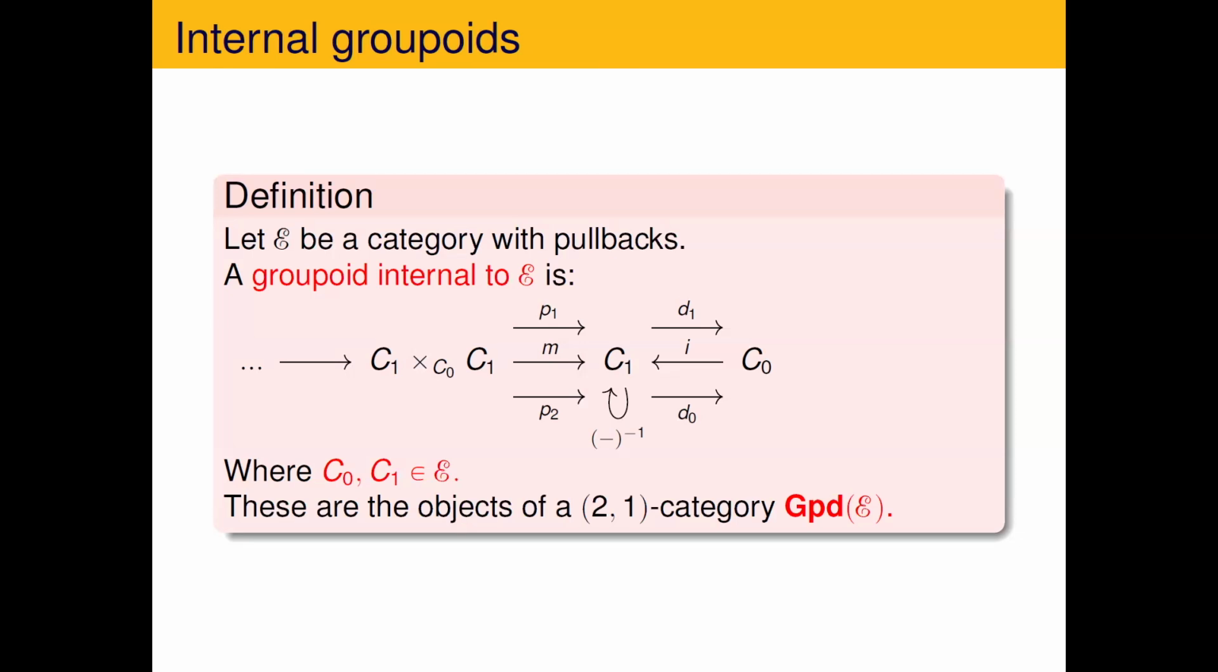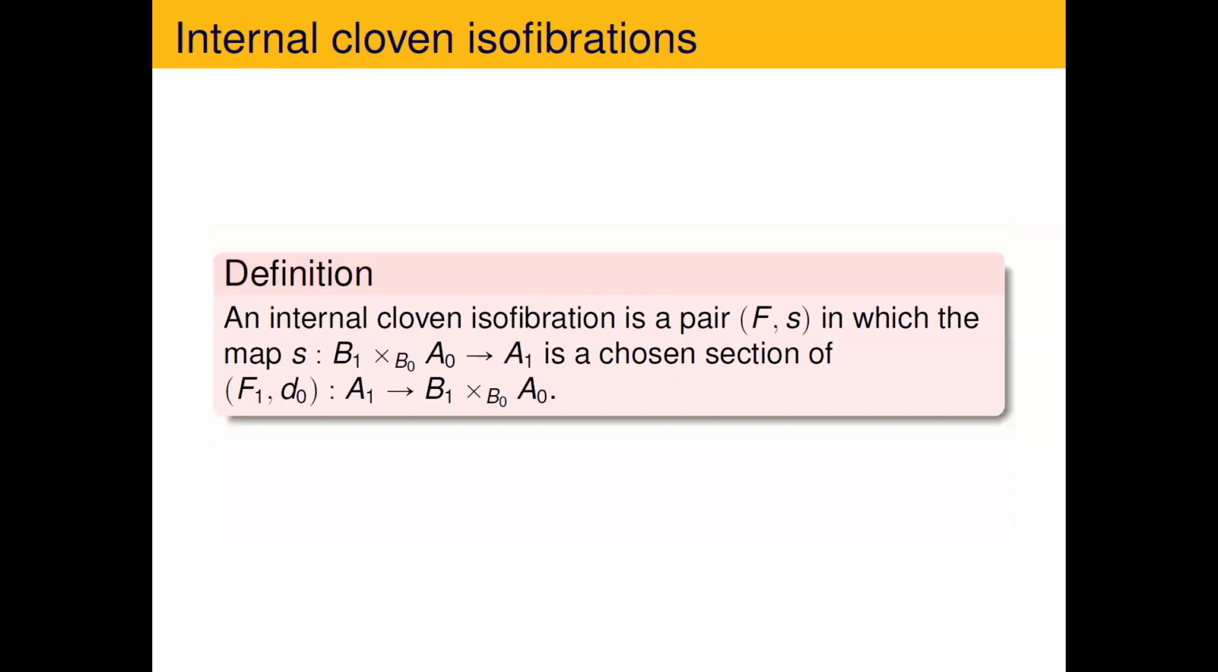Because of how we phrase this, so we've got C1 and C0 now, we can give the definition of an internal cloven isofibration in exactly the same way as we gave this definition of a cloven isofibration in groupoids. So again, we must have the existence of this splitting of this map. So okay, this works for any category E with pullbacks. We're going to now form a model of Martin-Löf type theory, where the internal cloven isofibrations are your types, but we must assume a couple of extra conditions on E to make this work.